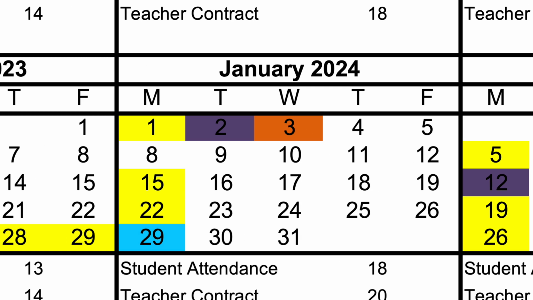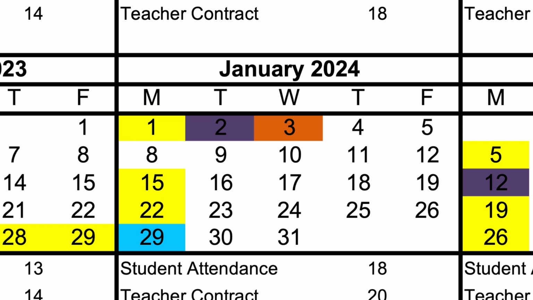And then January 2nd is a teacher work day, and then the 3rd is the first day of the second semester. January 15th is Martin Luther King Day, so we do not have students or staff in, with the 22nd of January being a day in which students do not have school and teachers are off.